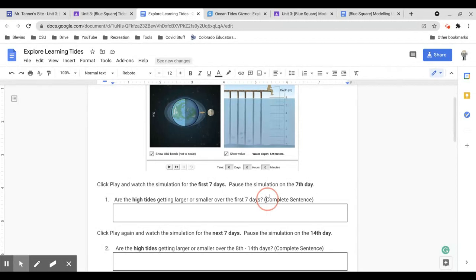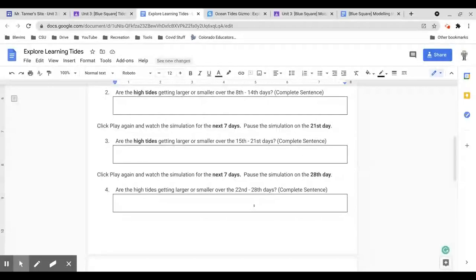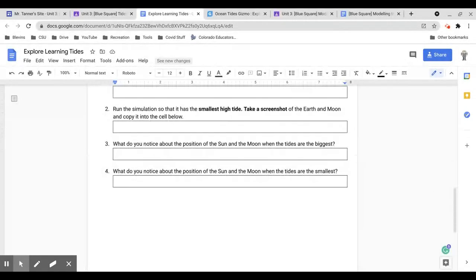You must use a complete sentence. If you write the word smaller, it is wrong. Use a complete sentence. And then you're going to go from day 8 to day 14. Are the high tides getting smaller or larger? Same for the 15th to the 21st. And then there's 4 more questions.